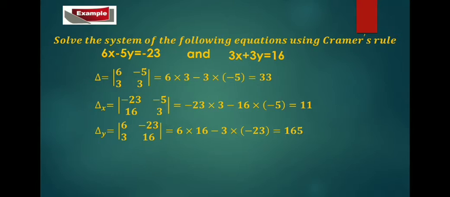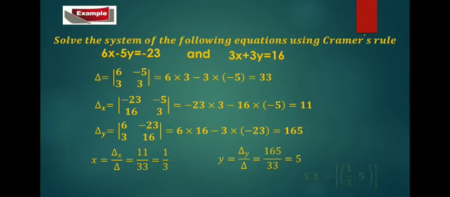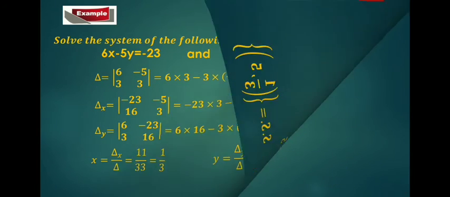Finally, find the value of x by dividing delta x by delta. 11 over 33 equals 1/3, and y equals delta y divided by delta, we get 5. So the solution set equals 1/3 and 5. Let's go to another example.